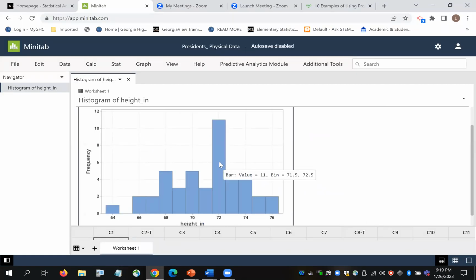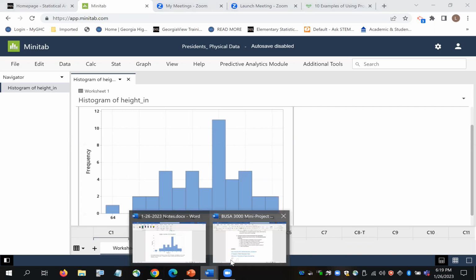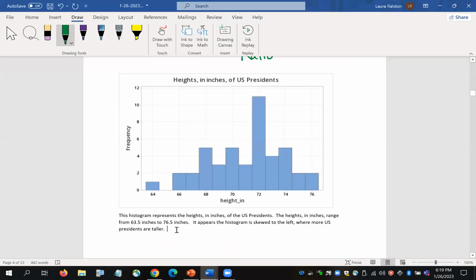The most common height would be the one that occurs the most, and that's in that range 71.5 to 72.5. So, if I hit middle of the road, I could say 72 inches. So I might say the most common height of U.S. presidents is between 71.5 and 72.5 inches.